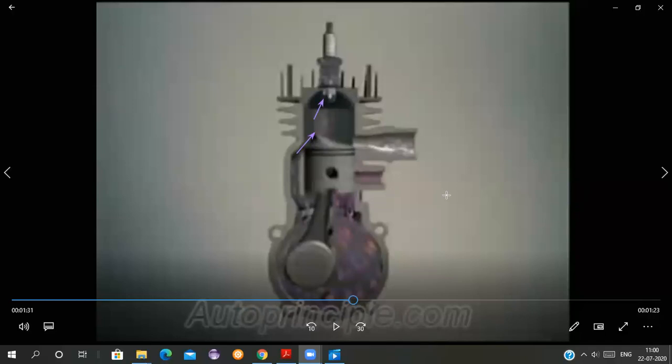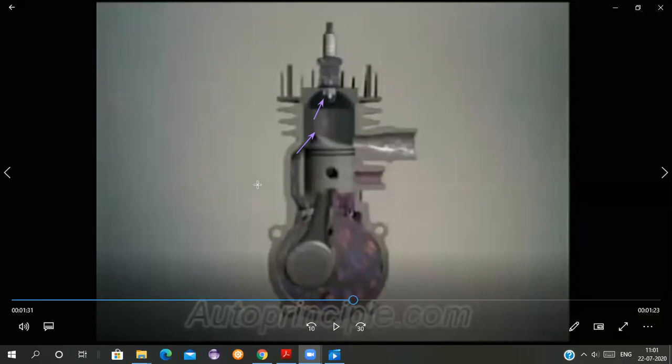How does a two-stroke engine start? Same in two-stroke also, in four-stroke also. You do require a starter motor. Without the starter motor you cannot start a two-stroke or a four-stroke engine. The job of the starter motor is what we do when we kick, okay? When we kick, we are actually turning the flywheel, turning the crankshaft.